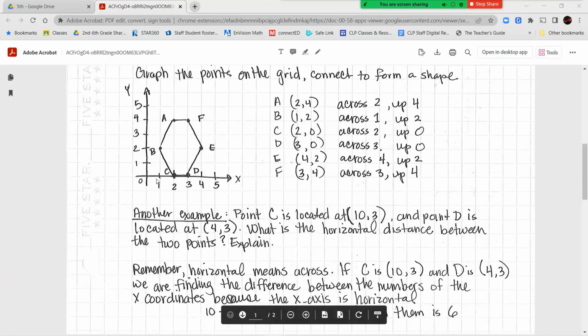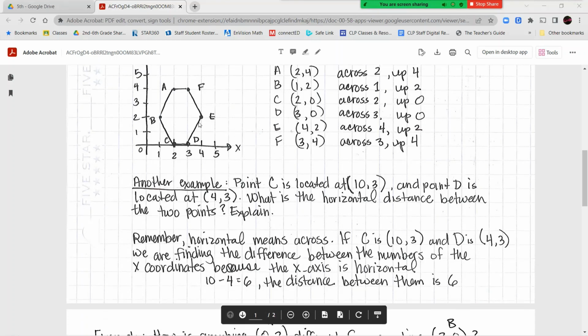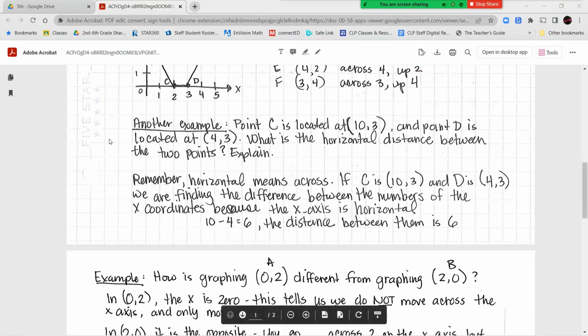For point E, I went across 4 and up 2. And point F, I went across 3 and up 4. When I used my ruler to connect my line segments, I saw that I made a hexagon here. Let's take a look at another example.